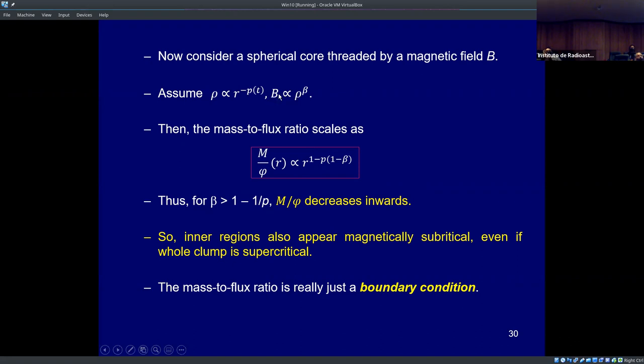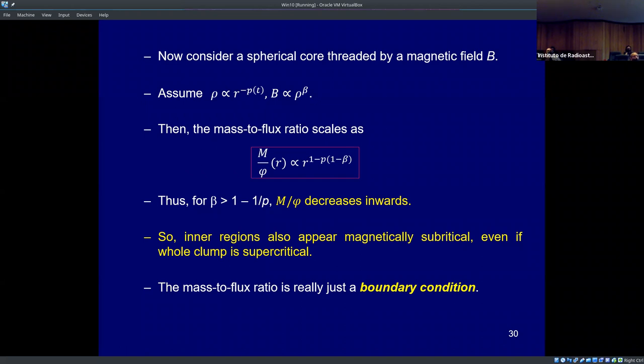But we normally tend to say that the magnetic field scales like the density to some power. So let's just take this sort of observationally inspired scaling, and together with our standard density profile, what you can do is work out the mass-to-flux ratio and find that it scales like r to the (1 minus p times 1 minus beta), where beta is the exponent of the magnetic field-density scaling. So what this means is that if beta is larger than this quantity, 1 minus 1 over p, then M over phi decreases inwards, right? It's not constant. So the inner regions, even of magnetically supercritical clouds, may appear magnetically subcritical. That is, the mass-to-flux ratio is not really a constant.